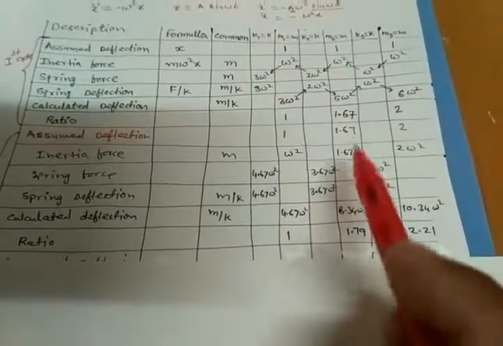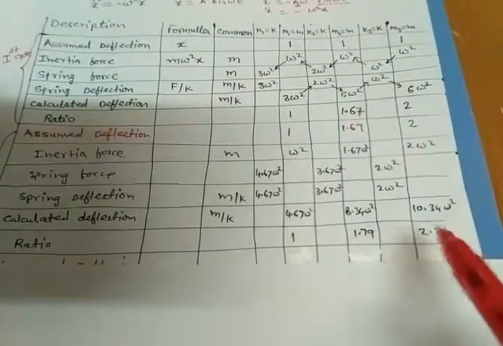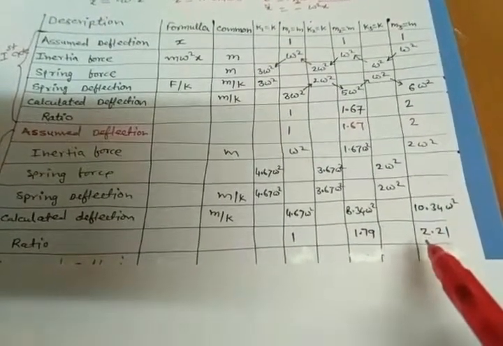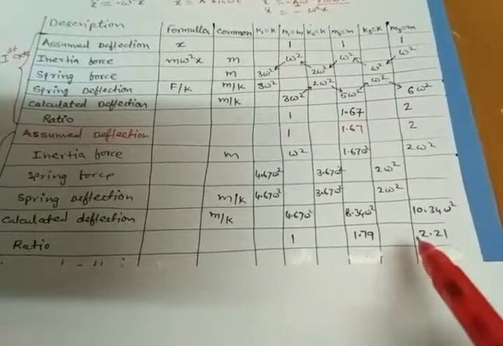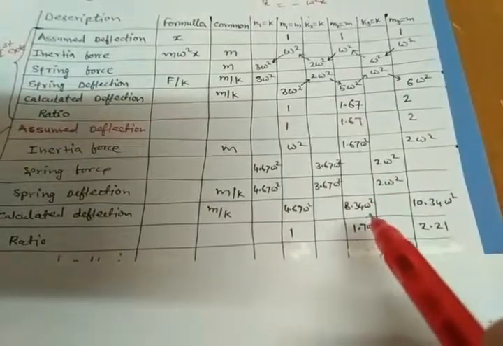So now you can see here what we have assumed is 1, 1.67 and 2. And what we have got as answer is 1, 1.79 and 2.21. So we can say that this is not converging. So still we have to do the exercise again.